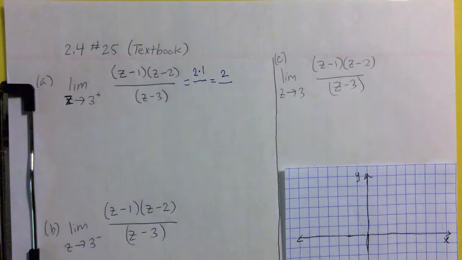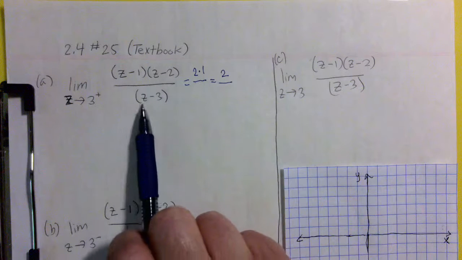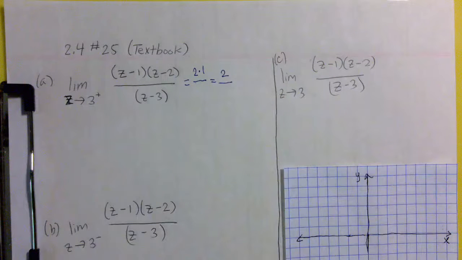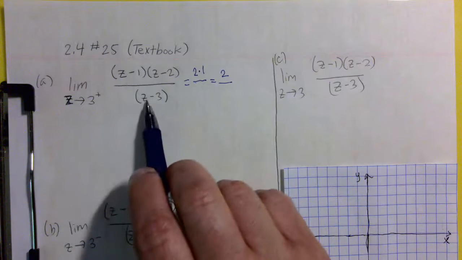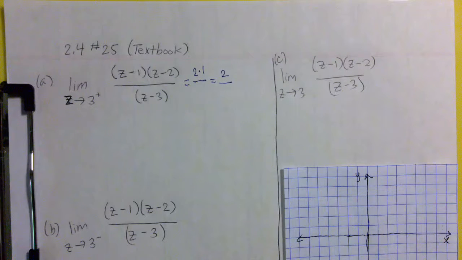Now let's think about the denominator, because that's where the challenge comes in here. The denominator of that expression is approaching 0. Okay, and that's the reason why we can't simply plug in 3 and get an answer. But as we approach 3 from the right, that means that the z here, we can think of as going through values like 4, 3.5, 3.1, 3.01, 3.001. So values that are to the right of 3.